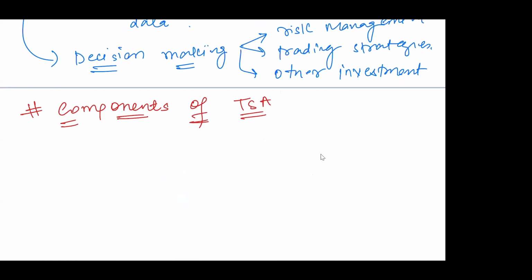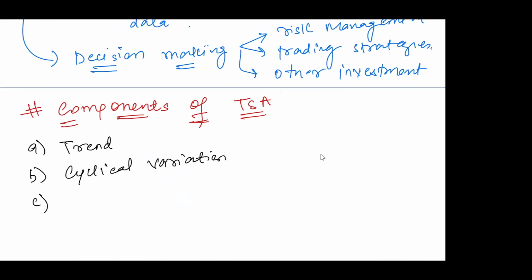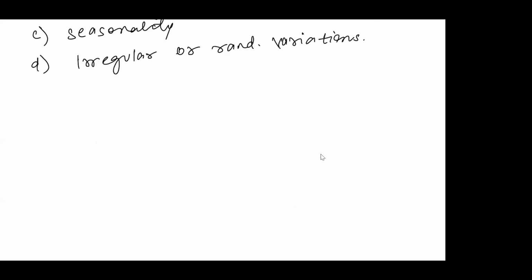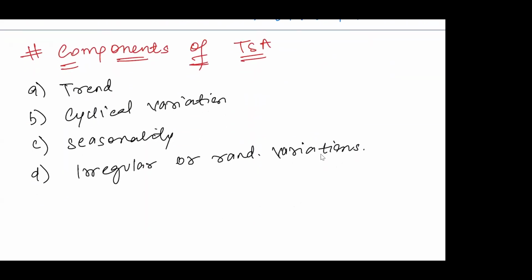There are four components: trend, cyclical variation, seasonality, and the last is irregular or random variation. These are the four components of time series analysis. Let's understand each and every component.